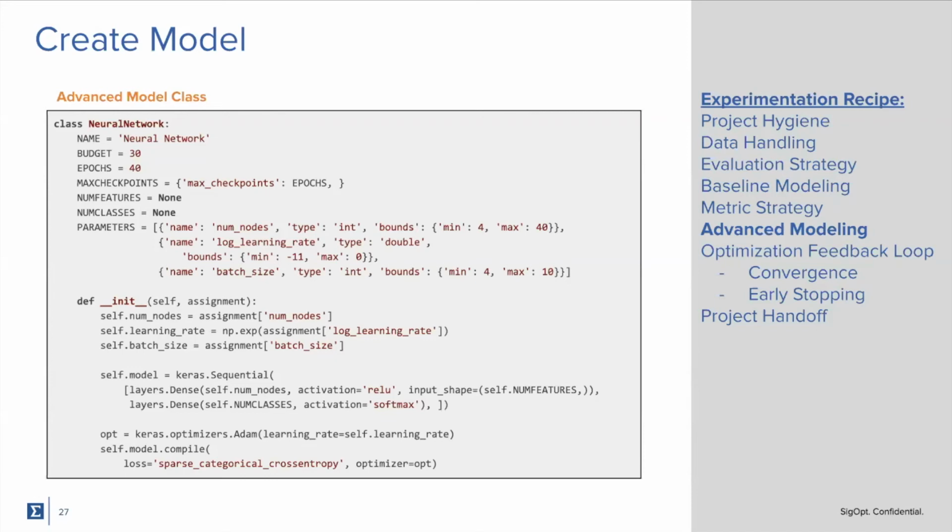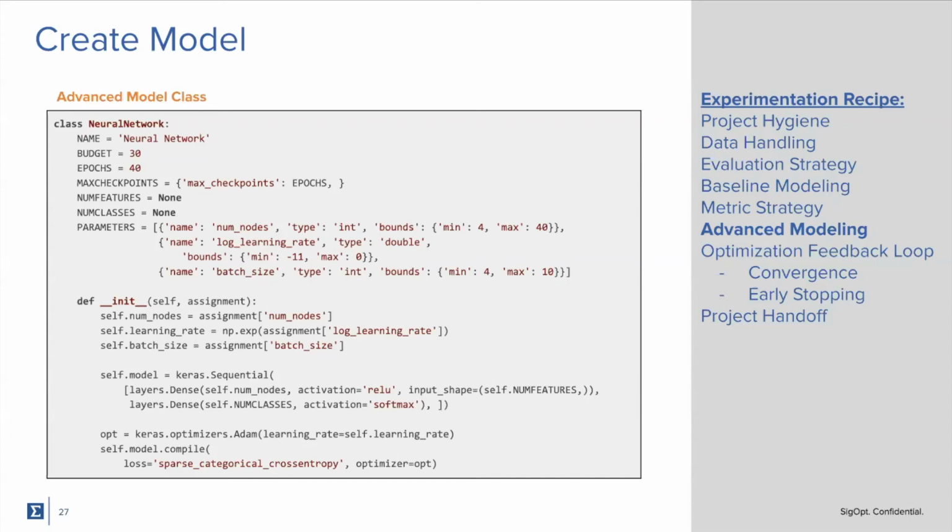Again, you have to be smart about setting the observation budget, setting the number of epochs. I believe that doing 40 epochs seemed reasonable. And the next thing you want to do is define, okay, these are my parameters. In this neural network, I want to look at the number of nodes in the middle layer. I want to come up with a good learning rate, and I want to find a batch size so that I can maximize performance of my model.